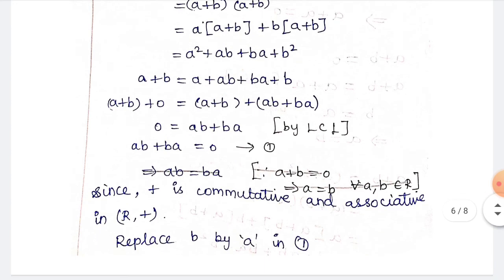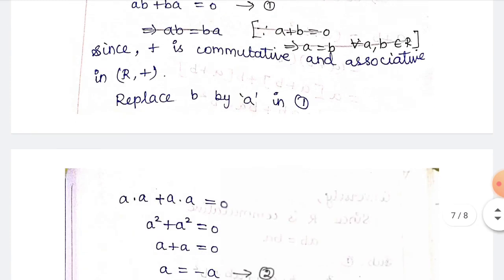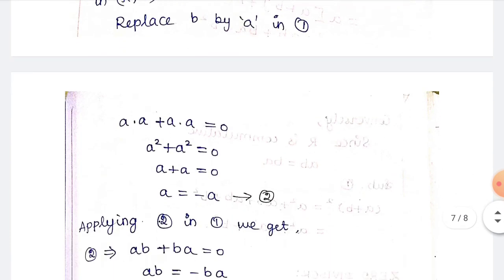Since plus is commutative and associative in (R, plus), replace b by a in equation number 1. So a into a plus a into a, that is a square plus a square, is equal to 0. Since a square is equal to a, a plus a is equal to 0. So this implies a is equal to minus a. That is equation number 2.